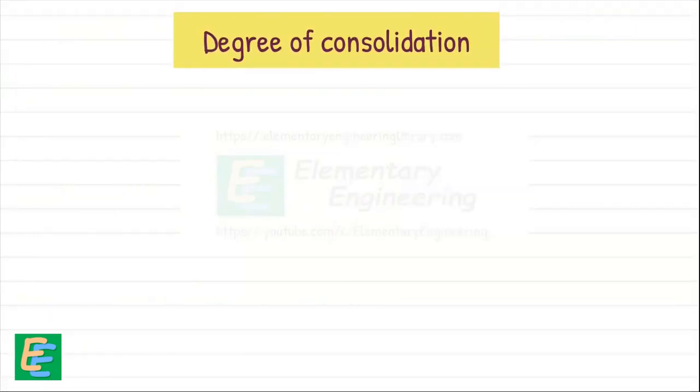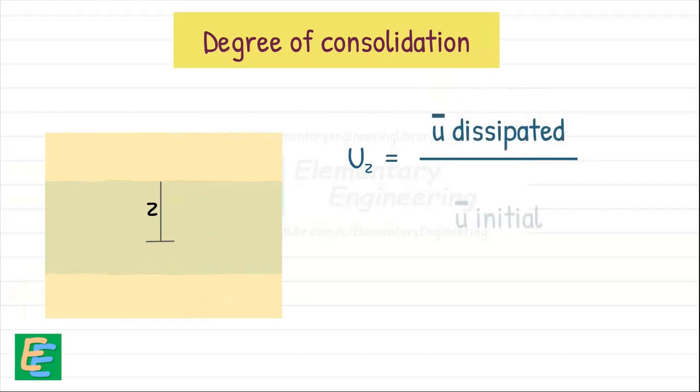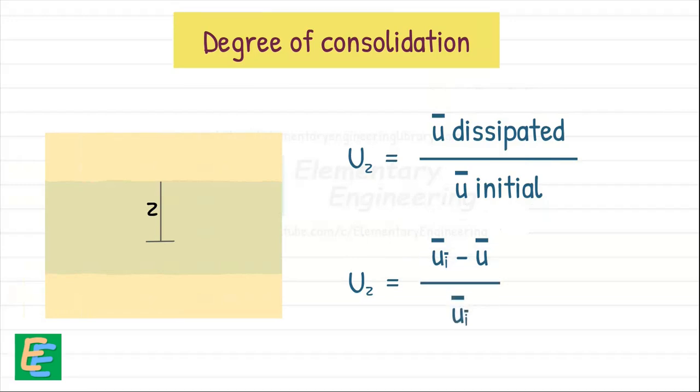Terzaghi also introduced the concept of degree of consolidation. At any point in the soil at depth Z, the degree of consolidation capital UZ is the ratio of the excess pore water pressure that has been dissipated at that point to the initial pore water pressure at that point. Excess pore water pressure dissipated can be written as initial pore water pressure minus excess pore water pressure present at that point at any given time.